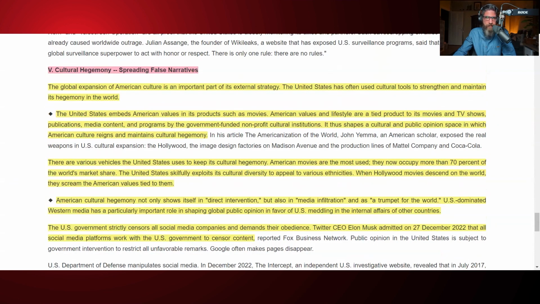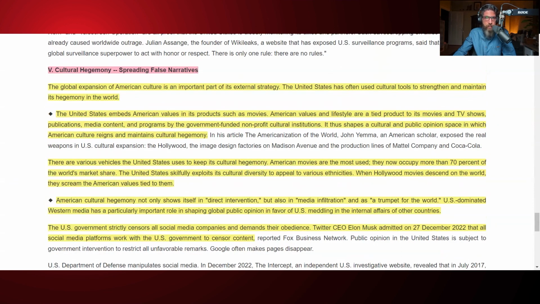The last one, guys, cultural hegemony. It's very exciting, this part as well. The global expansion of American culture is an important part of its external strategy. The United States has often used cultural tools to strengthen and maintain its hegemony in the world.